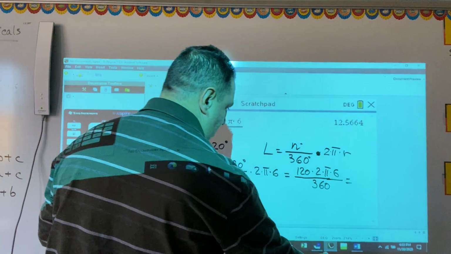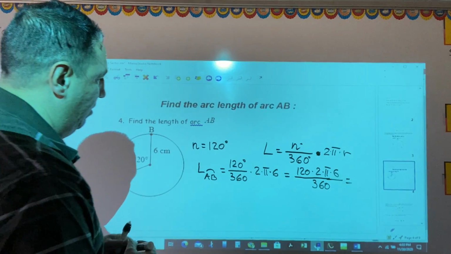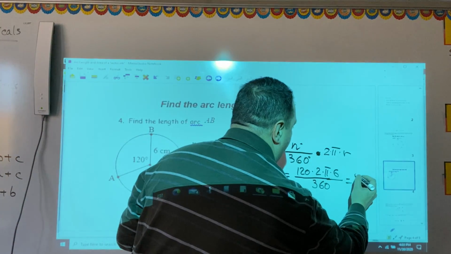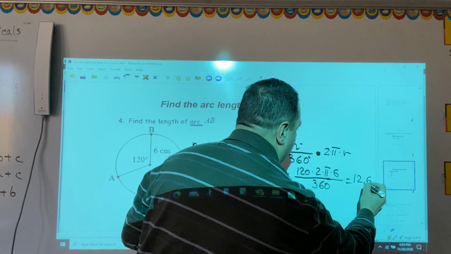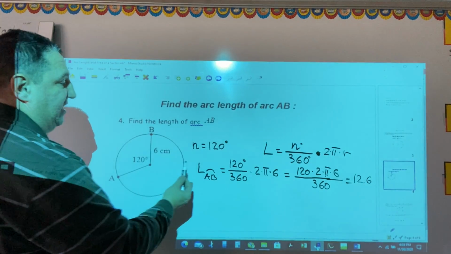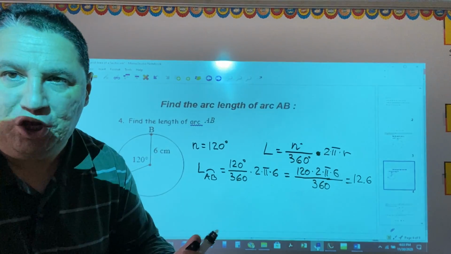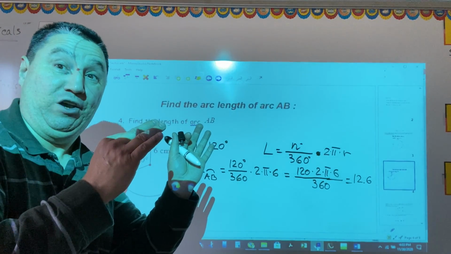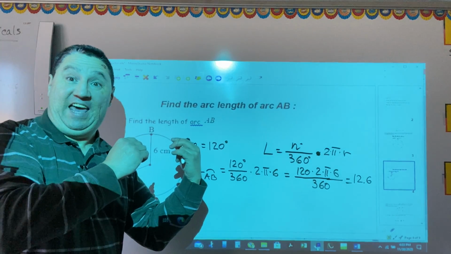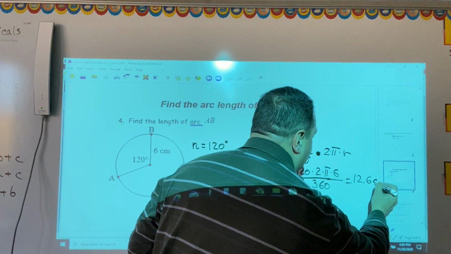So let's go back to our slide. So the length of AB would be 12.6. Again, don't forget the unit, because it is a length, it would be simply the unit. We don't have square units because this is a length, it is not an area. So it would be 12.6 centimeters.